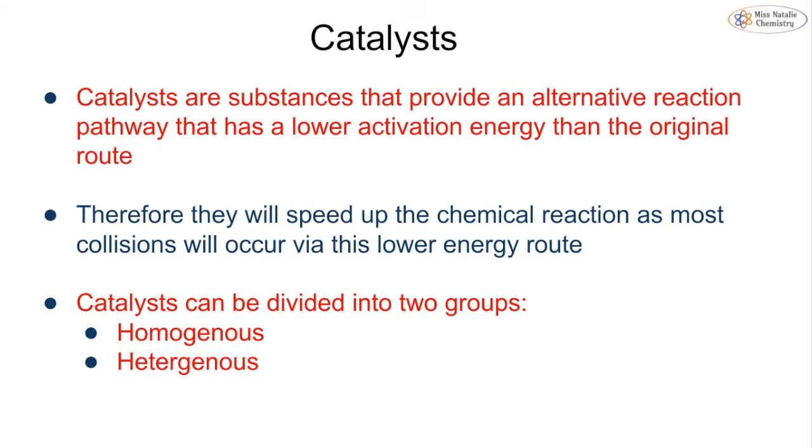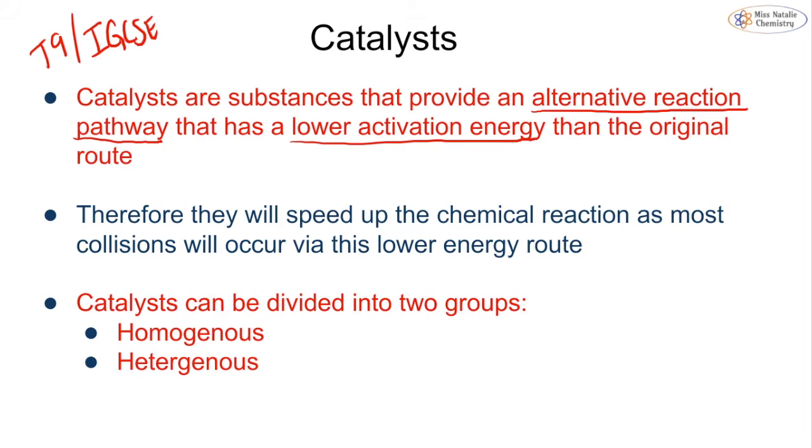Now, we've previously discussed catalysts back in topic 9, and you've also discussed them in IGCSE. And we know that a catalyst is a substance that provides an alternative pathway that has a lower activation energy than the original route. Please, please, please remember to always say alternative pathway. Do not simply say it lowers the activation energy, because you will lose marks.